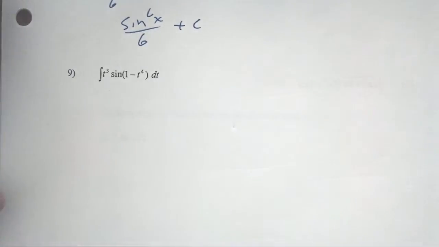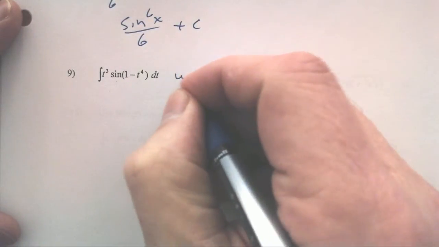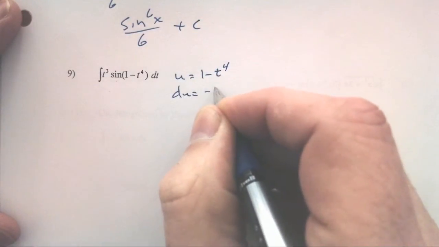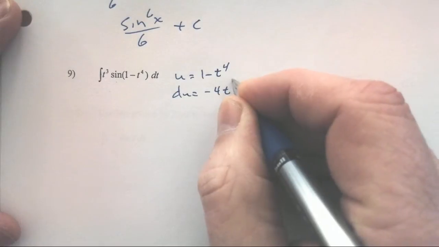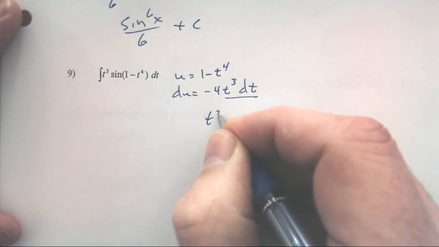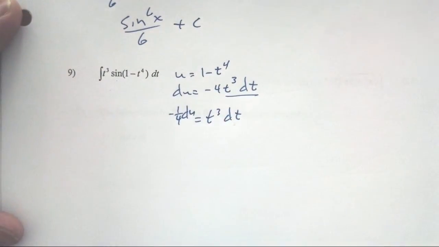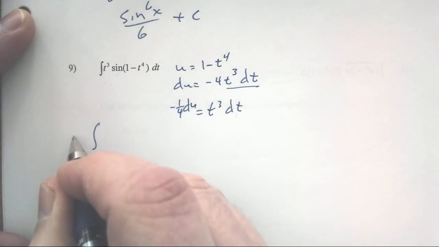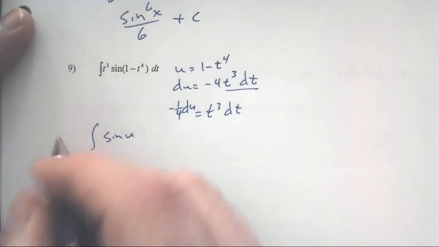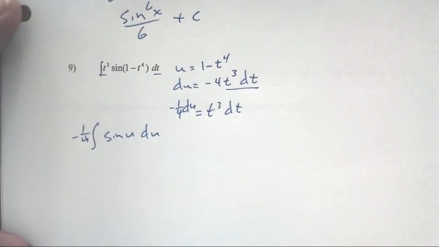Okay, choices for u. U could be t cubed. I get a 3t squared du, not very helpful. U could be 1 minus t to the 4th. Du is negative 4 t to the 3rd dt. Not crazy about that negative 4, but t to the 3rd dt, love that. So t to the 3rd dt may be replaced with negative 1/4 du, and I get integral sine of u, negative 1/4 du takes care of the other parts.